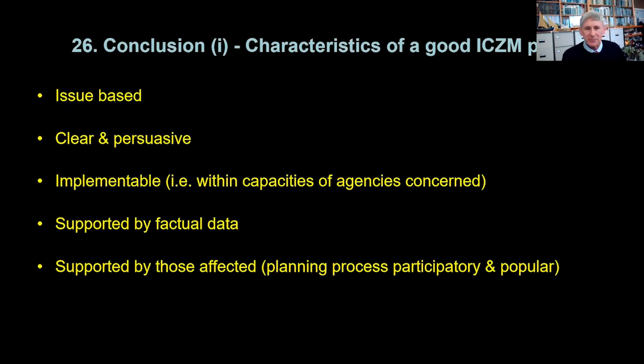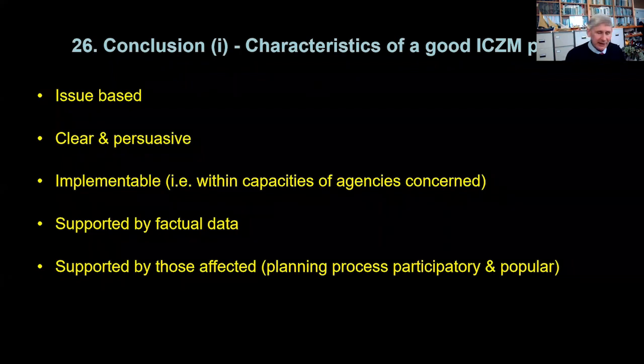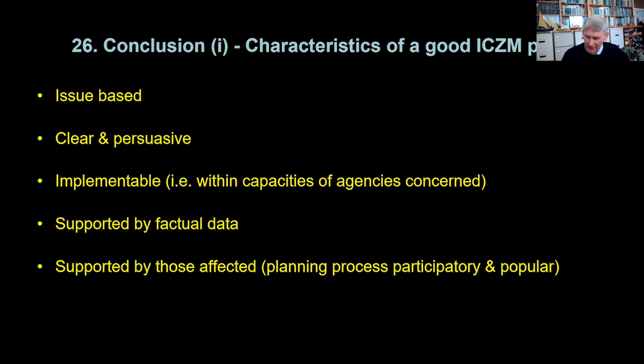It needs to be implementable, which means it's got to be within the capacities of the agencies that are involved. And sometimes that might mean the creation of a new agency. Well, I'll give an example of that in a moment. It's got to be supported by factual data. So at the outset, you've got to go and collect that data, or bring together, compile data that has been collected before. And it's really got to be supported by those that are affected. So the planning process must be participatory, and it needs to be popular. You need to engage people.